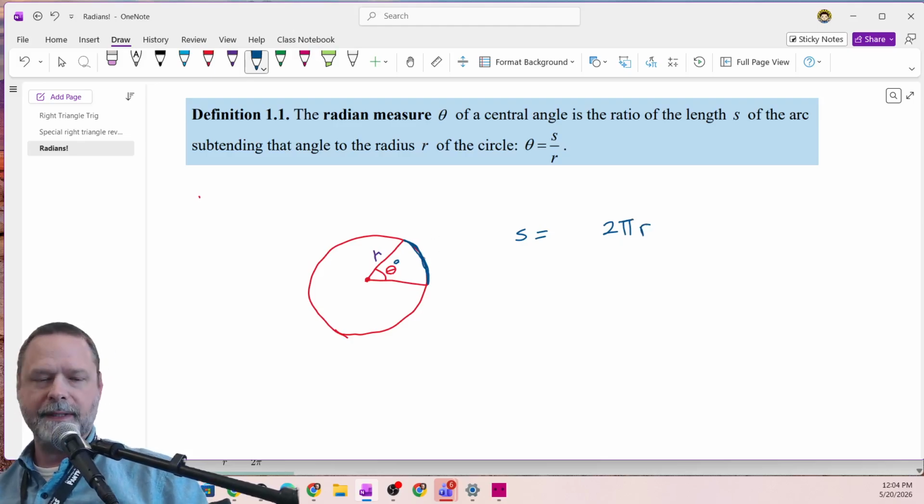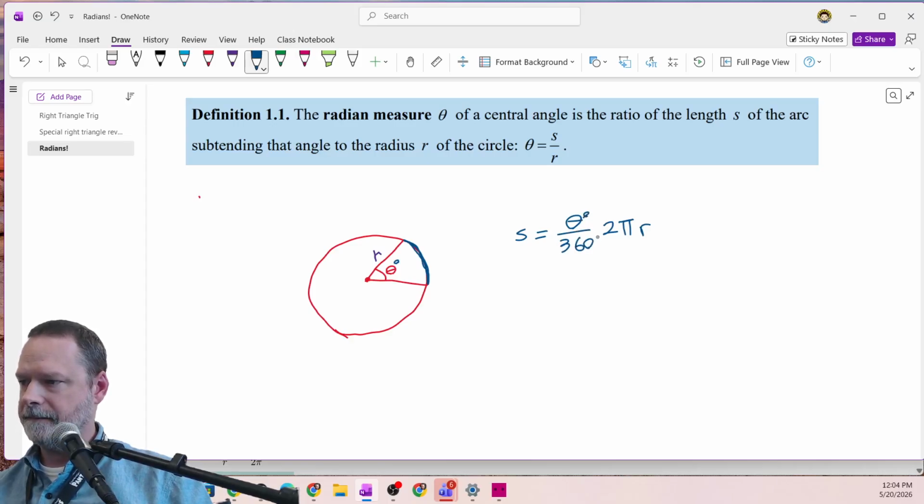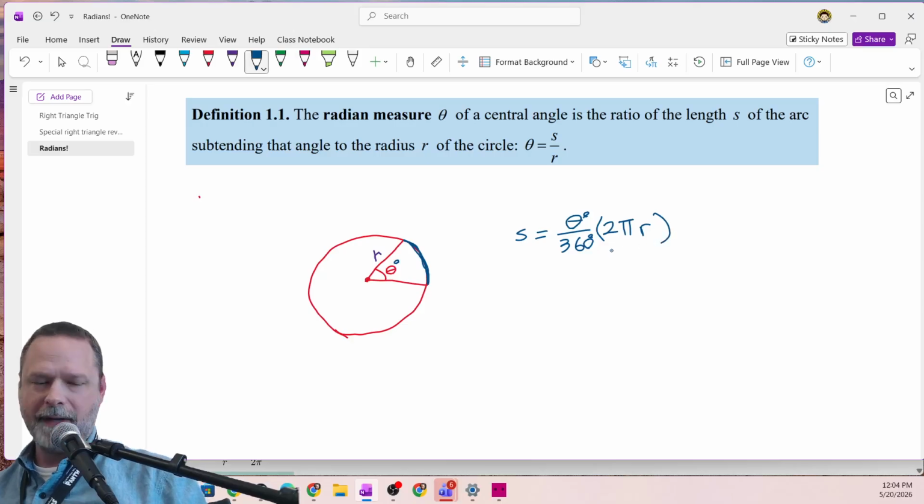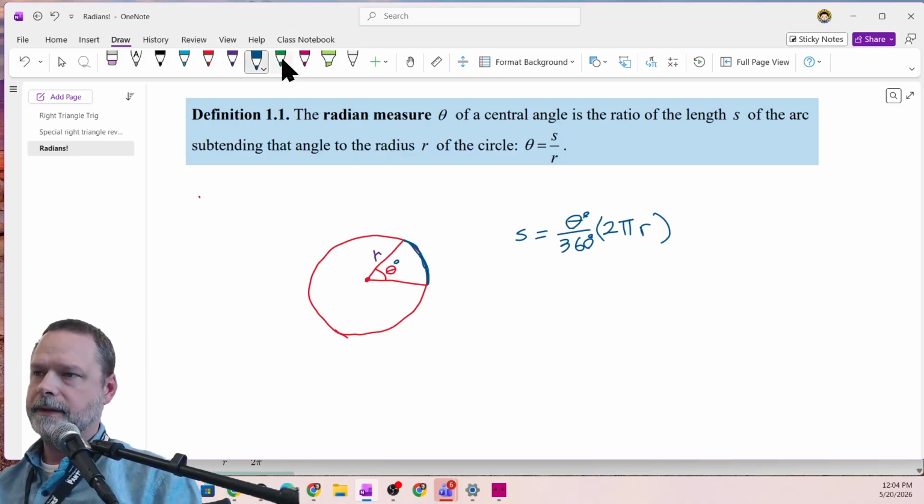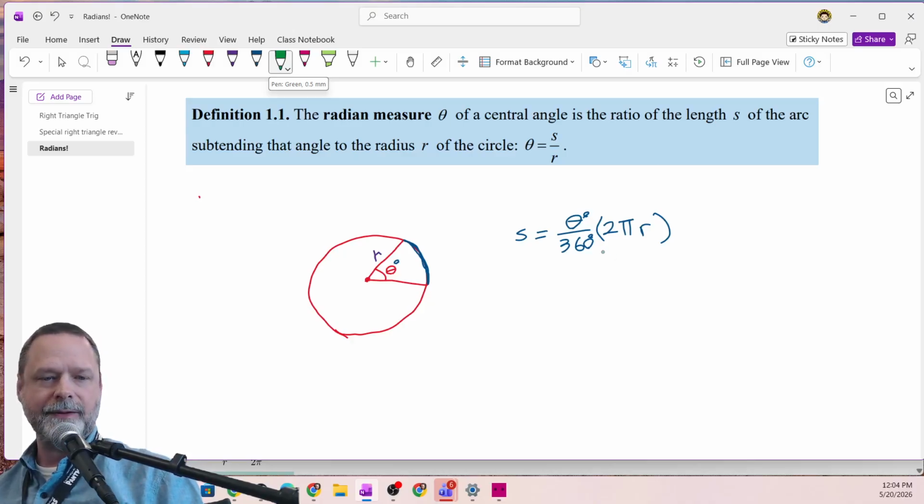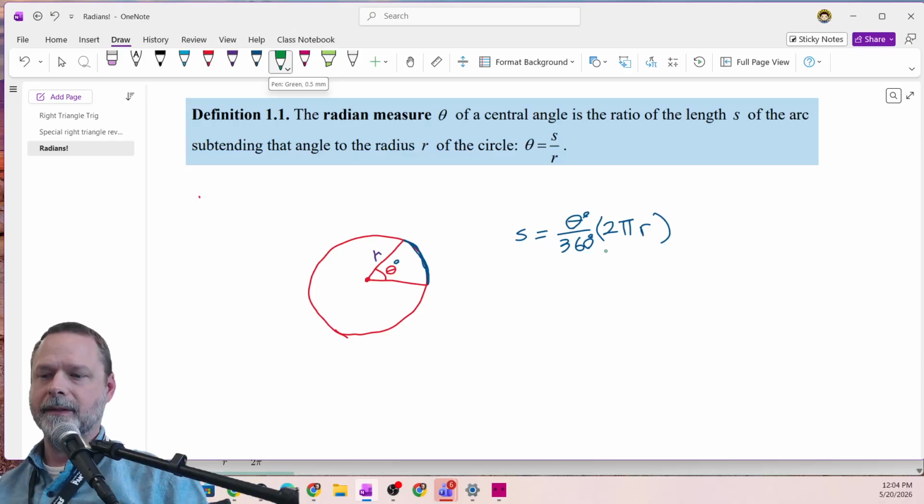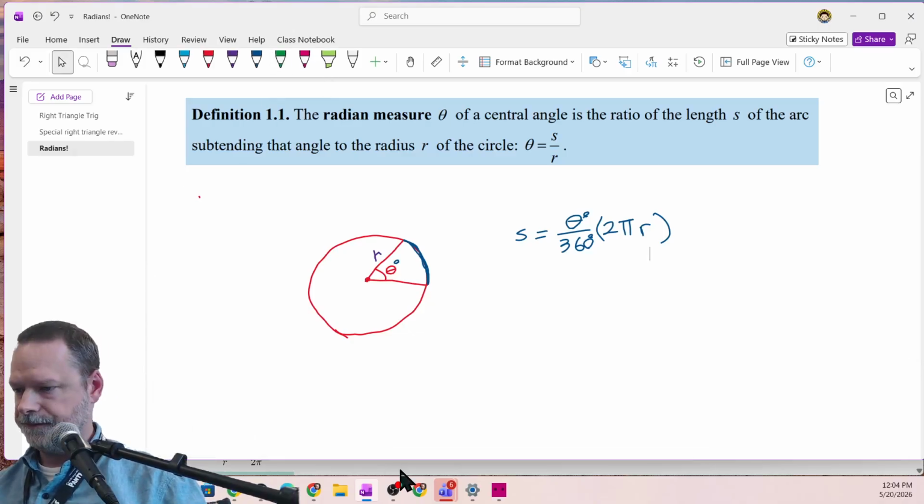Okay, but obviously we don't have that. We have part of it. And so what part of the circumference do we have? Well, we got theta degrees out of 360 possible degrees. That is the part we have of our circumference, and so this is the arc length. Now if we mess around with this, we can find s over r, and we can get a bit of a formula to go off of. I want to take a look at that.